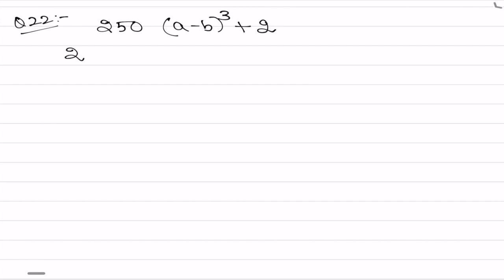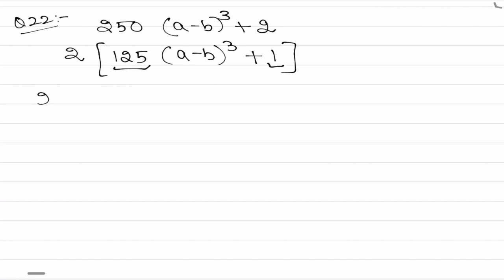Next question is question number 22. It's very easy. 250 into (a minus b) whole cube plus 2. Again, we can see what is common in both the terms. We can see 2 is common. When we take out 2 common, what is left? 125 into (a minus b) whole cube plus 1. Now here 125 is a perfect cube and 1 is also a perfect cube of 1. So we'll make them perfect cubes. So it becomes 5 into (a minus b) whole cube plus 1 whole cube.